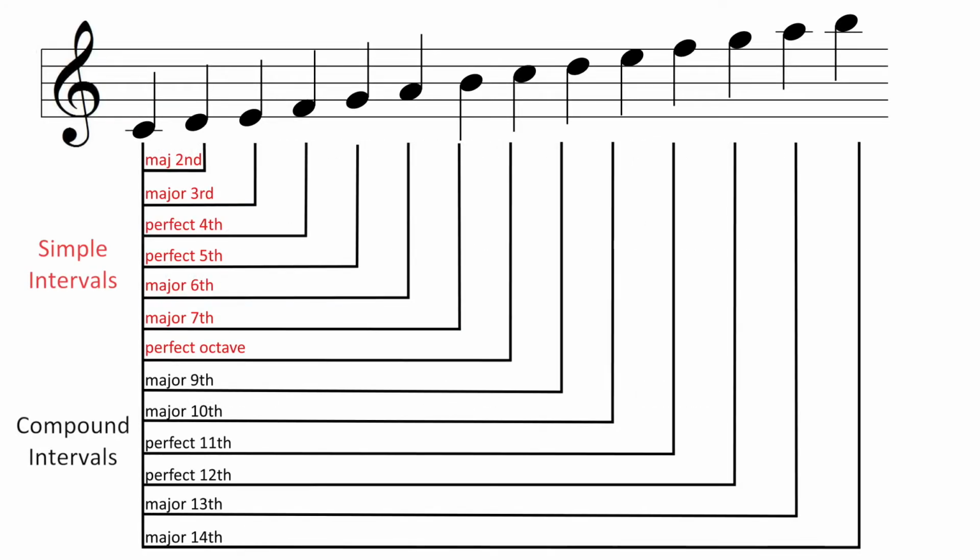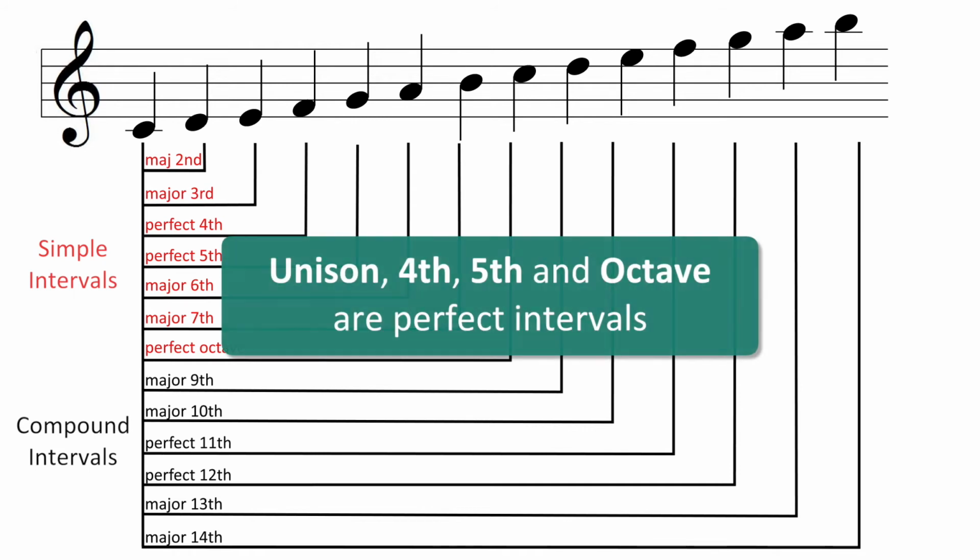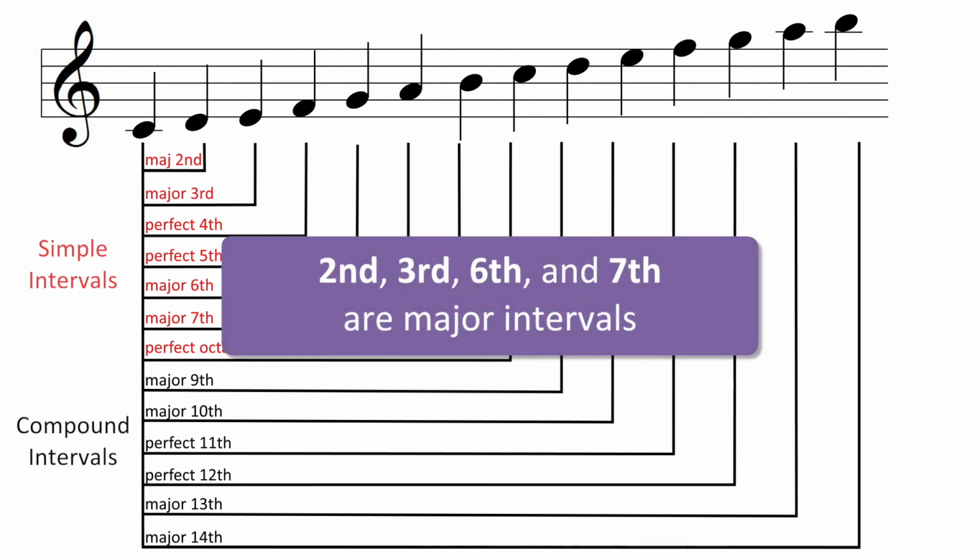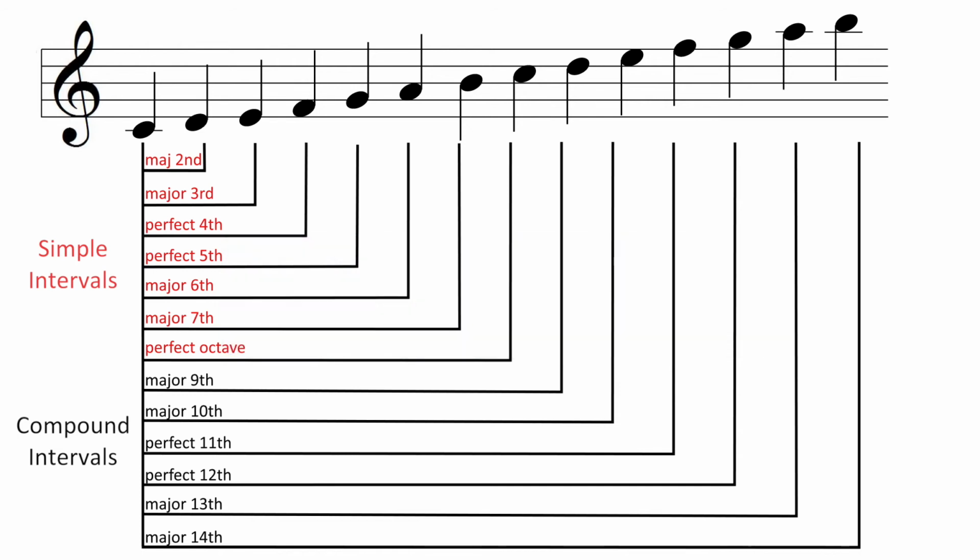Now looking back to the C major scale, here are all the qualitative names of the different scale degrees. The unison, the fourth, the fifth, and the octave are perfect intervals, while the second, third, sixth, and seventh intervals are major intervals. And this applies to their compound interval counterparts as well.